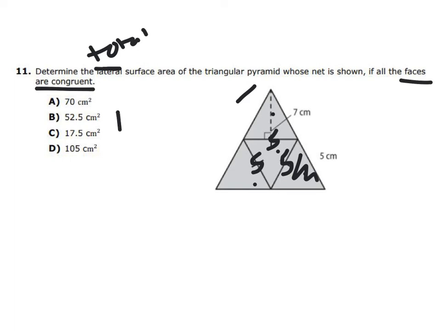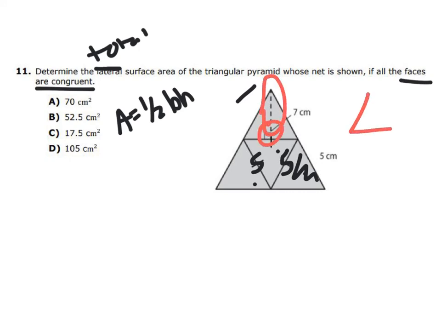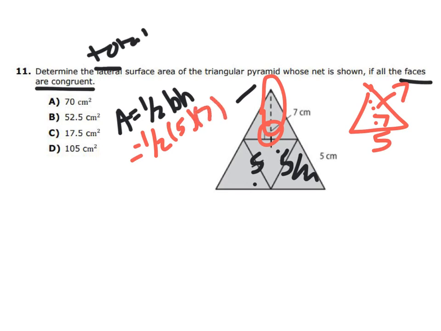Remember, area for a triangle is 1/2 base times height. We only have 2 measurements here, so the base is going to be the 5. Remember, for height, we're looking for that dashed line and that 90-degree angle. So we're looking for this dashed line right here, and then that 90-degree box. That tells me that if I redraw this triangle, that's my height and that's my base. When I plug these numbers in, 5 times 7 is 35, so I'm going to take half of 35.